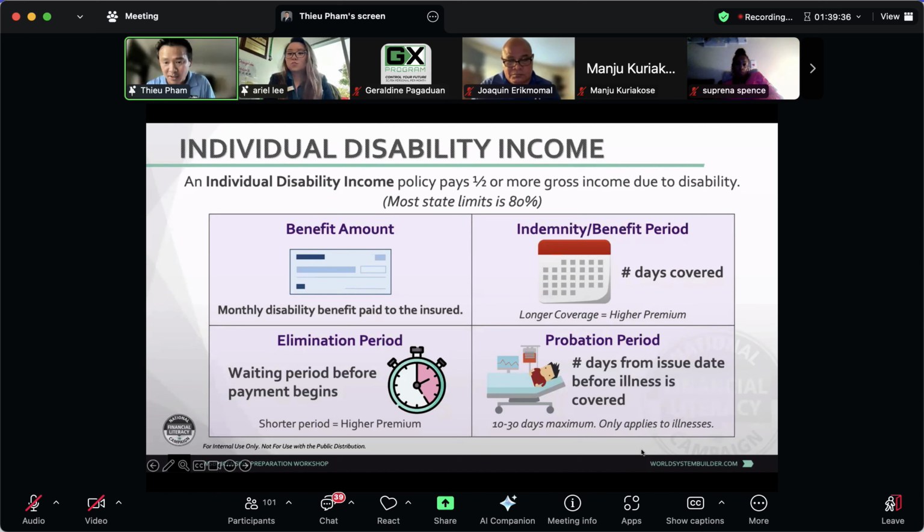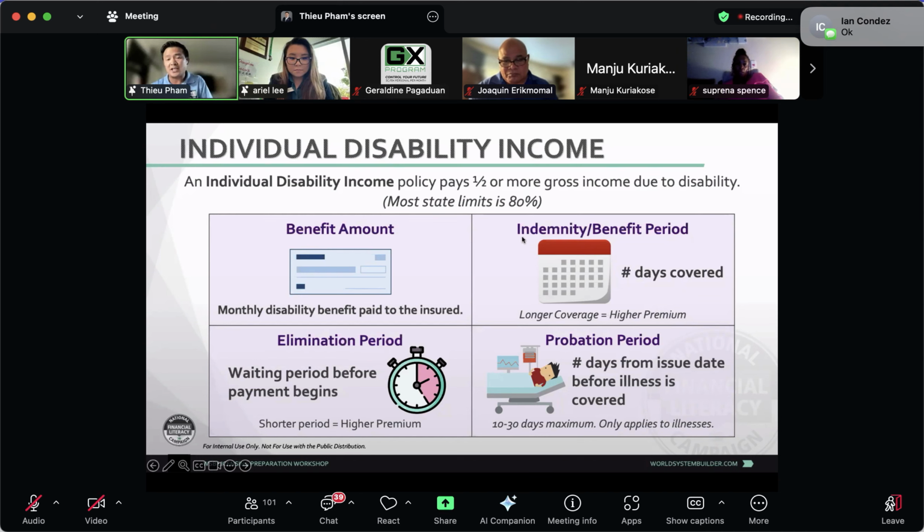Okay, and then probation period is the number of days from issue date before illness is covered. So what that means is that if you already have some health issue and you buy the disability insurance, you don't just get it in like 10 days. Most of these companies will make sure that you have to wait 10 to 30 days to even qualify. For example, if you get an accident after 10 days and your probation period is 30 days, they have the right not to pay out the disability insurance. So when people buy these product contracts, you have to remember all that. Okay, and it only applies to illness. So these are very important.